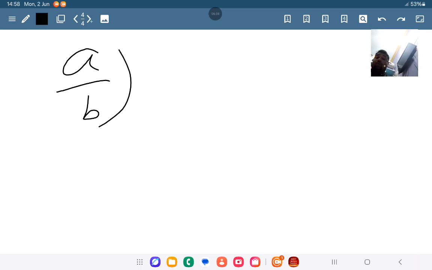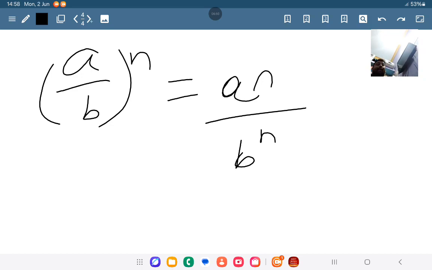Then come to the next formula. a by b whole power n is equal to a to the power n by b to the power n. Okay, so numerator by denominator whole power n is equal to numerator to the power n by denominator to the power n. Then with regard to this formula, now let's solve one problem.